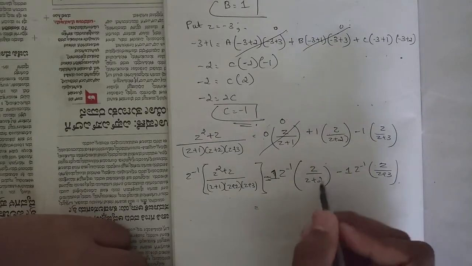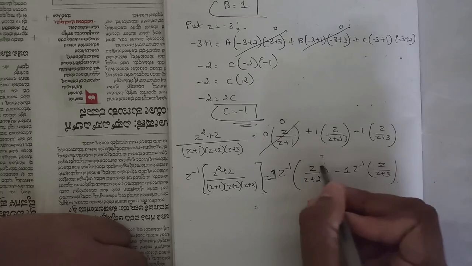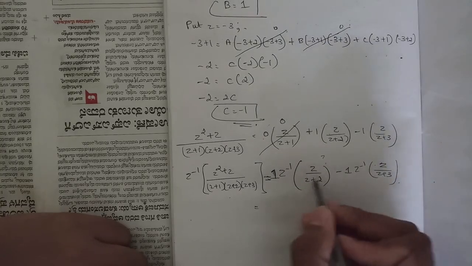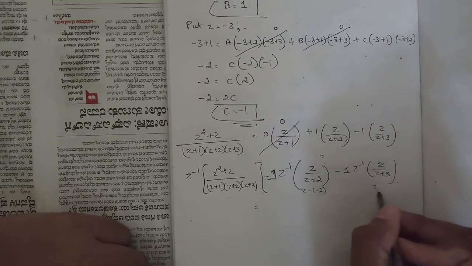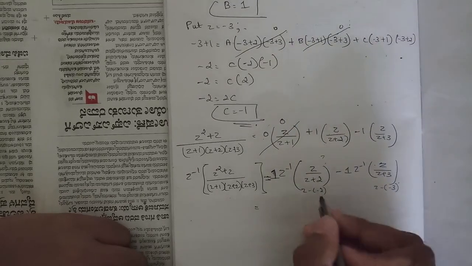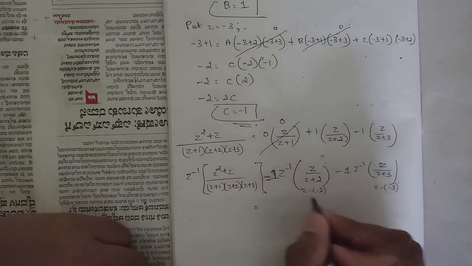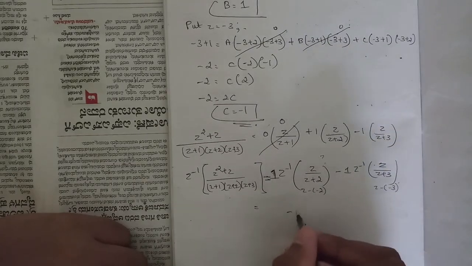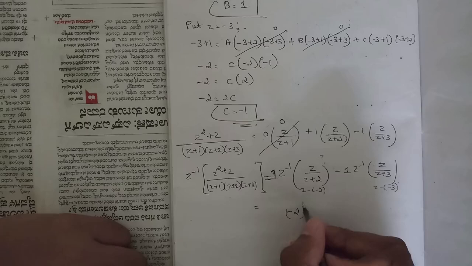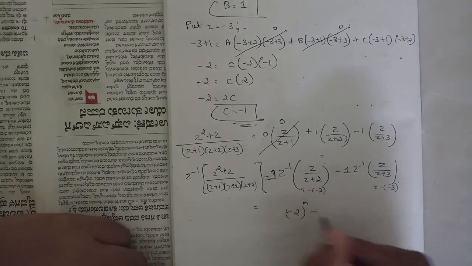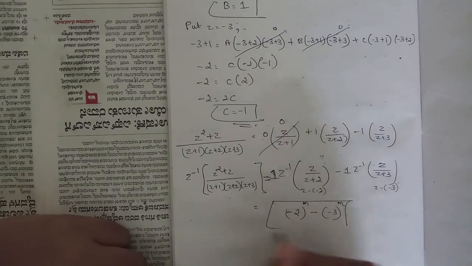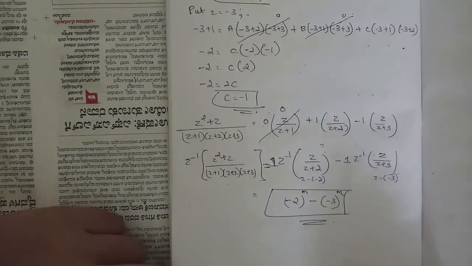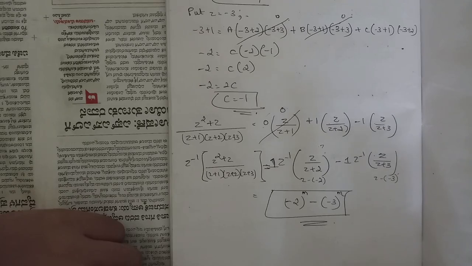Now we know that it's of the form z by z minus a. So in place of here it is z plus 2, so this can also be written as z minus of minus 2. Here also z minus of minus 3. So here we can say that the value of a here is minus 2. So the answer is minus 2 power n minus of minus 3 power n. So this is a required z transform.